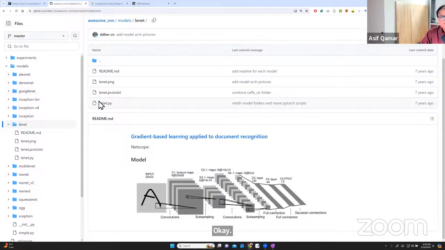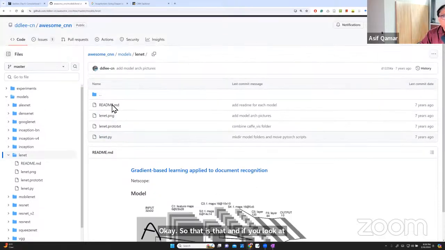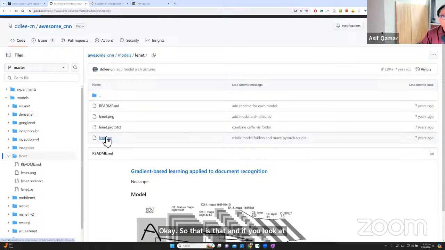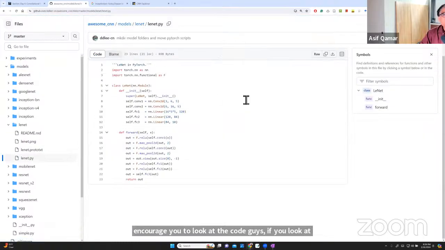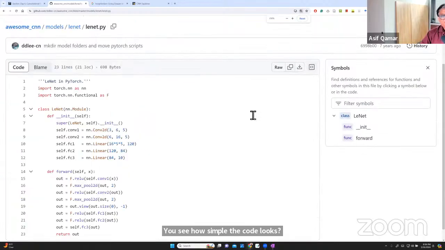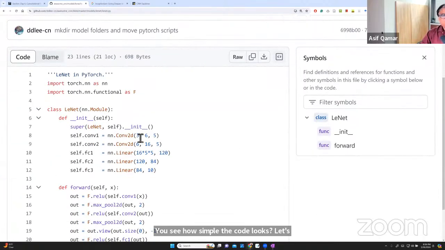So that is that. And if you look at the code, and I encourage you to look at the code, guys, you see how simple the code looks. Let's read this code. What are we doing? First is a convolution. 6 filters. Can you tell the 6 filters here? What is the filter size? 5 by 5. It used 5 by 5 filters.